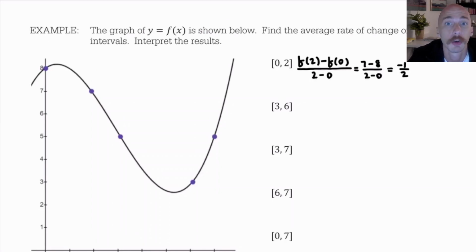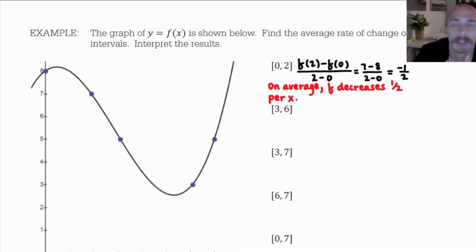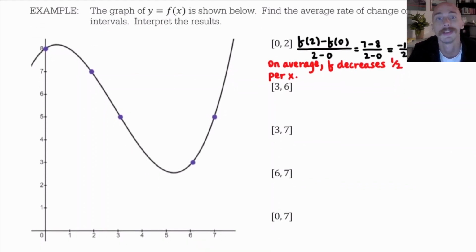And I'm going to write the same interpretation every time because I really am trying to train you on this interpretation. I'm going to say that on average, which is so key because it's the average rate of change, f is decreasing 1/2 for every increase of x of 1. But I think that the clearer way to say that is it decreases 1/2 per x. Okay, so each time x increases by 1, we expect y to decrease by 1/2, is what we're saying there. Okay, so you try the same on 3 to 6, 3 to 7, 6 to 7, and 0 to 7, and write out that same explanation for each of them.